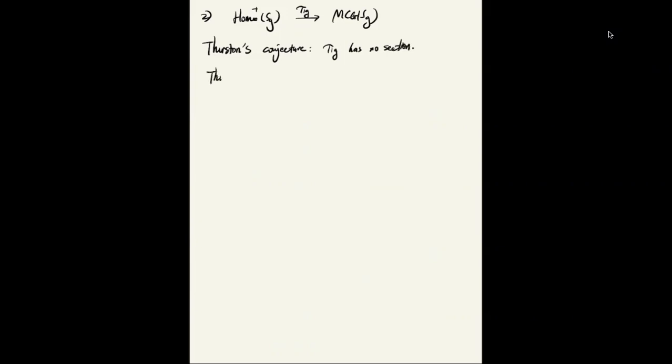In contrast with this conjecture is his theorem, which says that the homology of the homeo group is actually isomorphic to the homology of the mapping class group. So there is no homological obstruction.